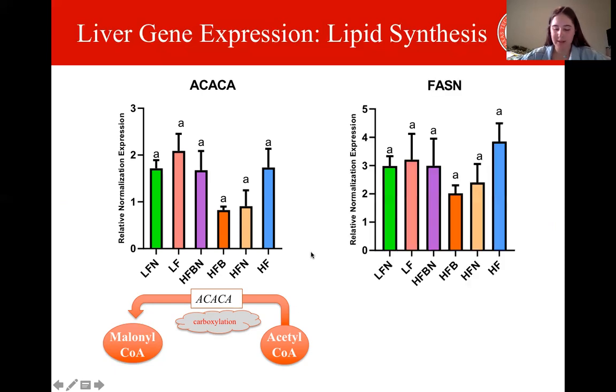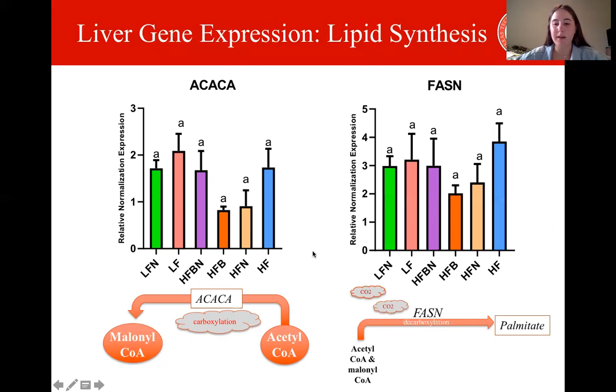Next, I'll describe FASN, which catalyzes the synthesis of palmitate from acetyl-CoA and malonyl-CoA, which is then converted into long-chain fatty acids. As we can see, this follows a similar overall trend, with the high-fat beef group and N group having a lower expression when compared to both the high-fat group and the low-fat groups.